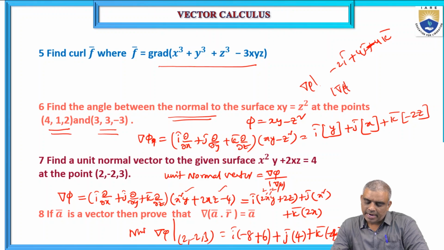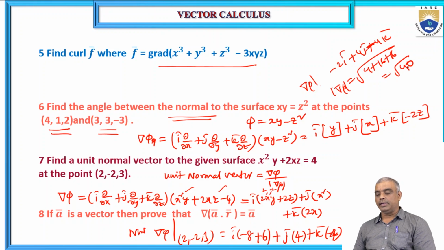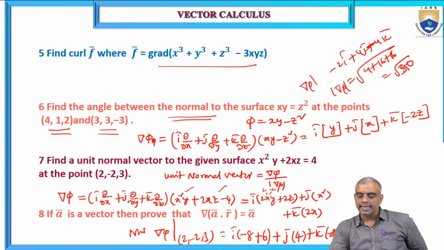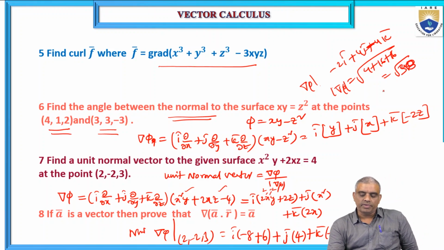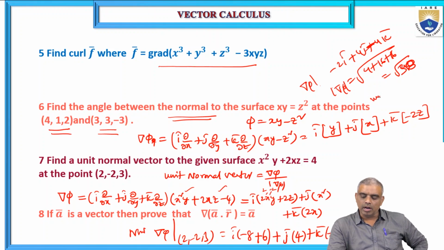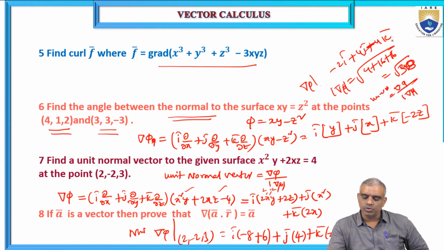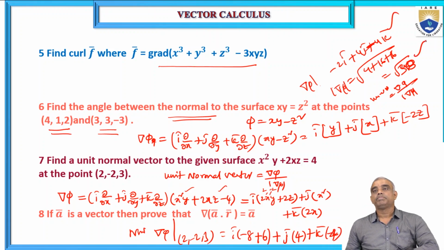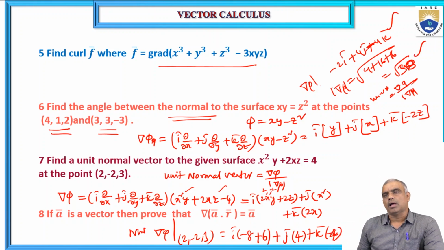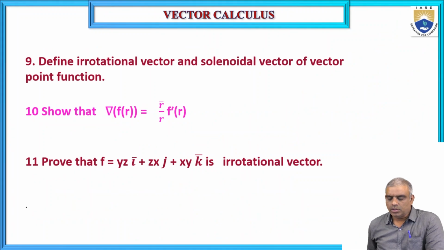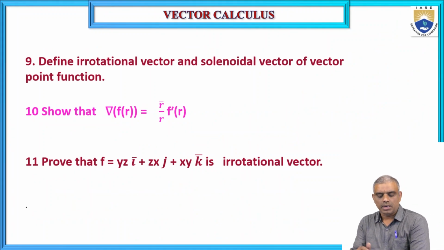Now the magnitude of grad phi is root of 4 plus 16 plus 16, that is 36 plus... sorry, 32 plus 4, 36. That is the magnitude of grad phi. So the unit normal vector is equal to grad phi by magnitude of grad phi. So this vector divided by this is the required unit normal vector to the surface. So the last three questions are remaining.